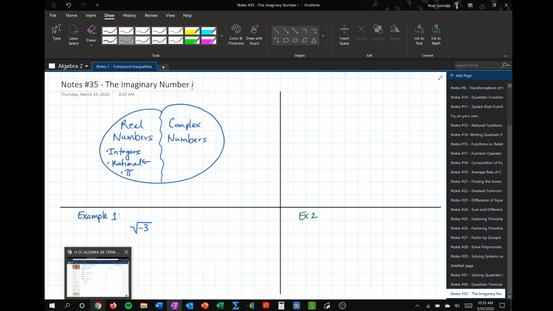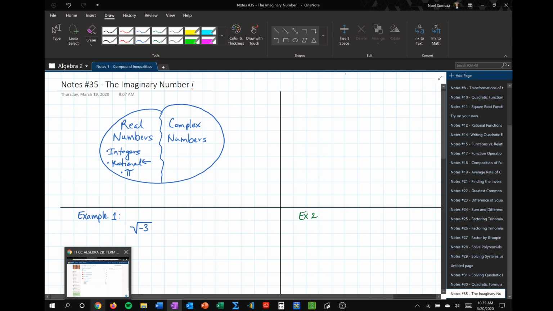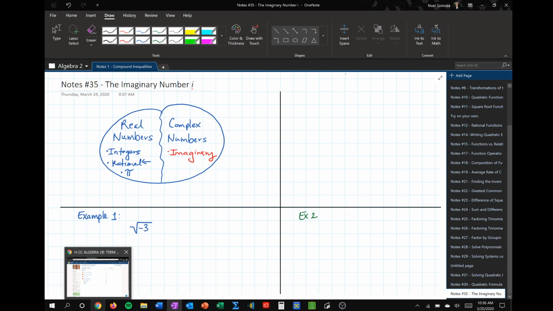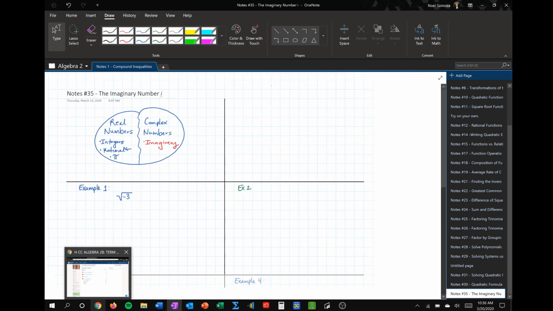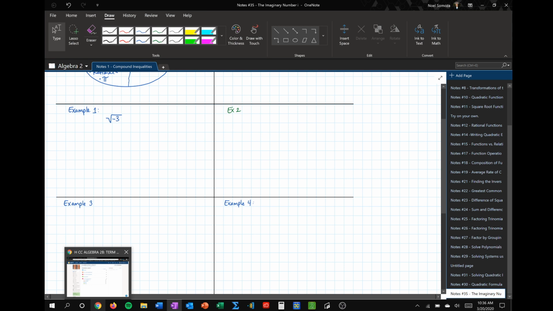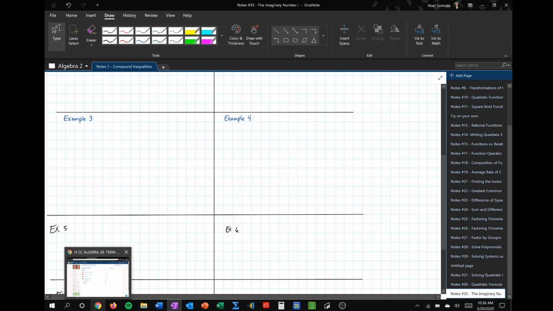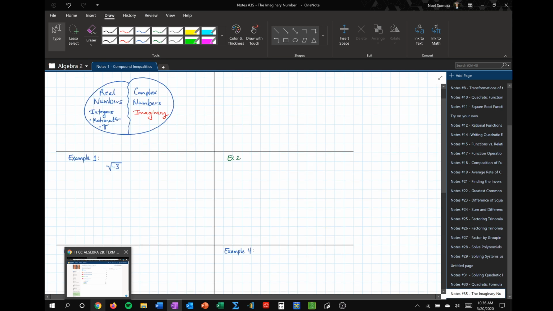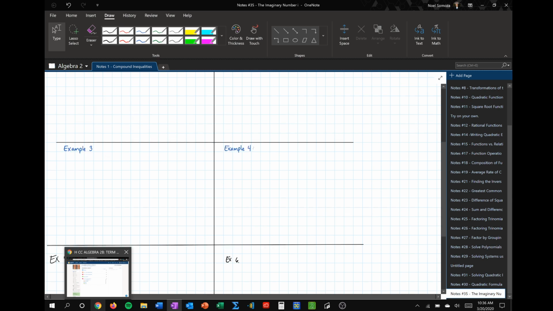Now where does an imaginary fit? Imaginary fits on this side. You have imaginary numbers, not 20 boxes. Sorry, 1, 2, 3, 4, 5, 6. You could probably get away with 6 on the first page and another 4 on the second page. Okay, sorry.